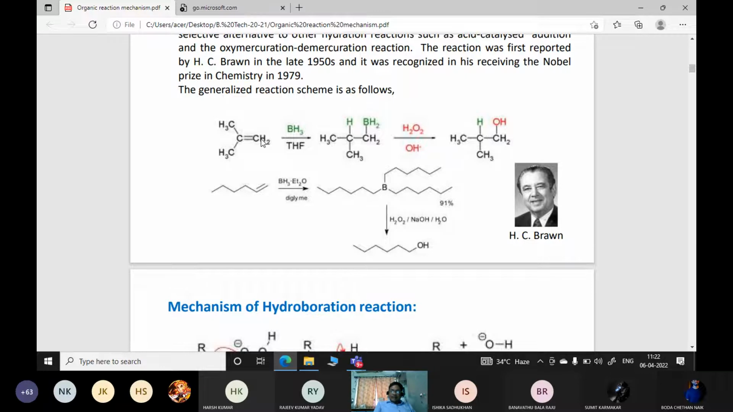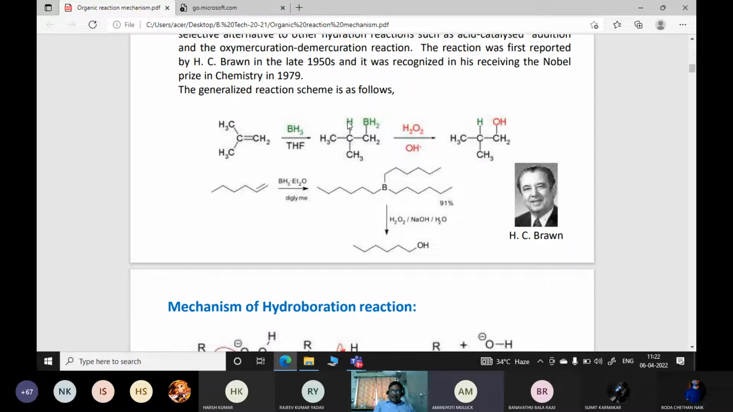Actually, at a time, bond breaking and bond making are involved, and it gives the addition product, that is the hydride goes to the carbon which contains the least number of hydrogens, which is attached to the 2-methyl group, and BH2 attaches to CH2. Okay, so this is the addition.